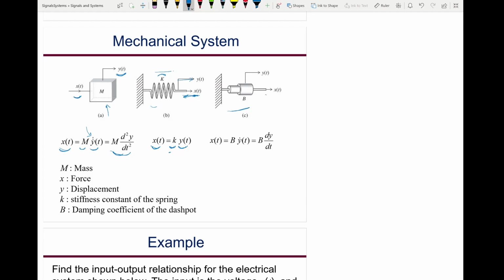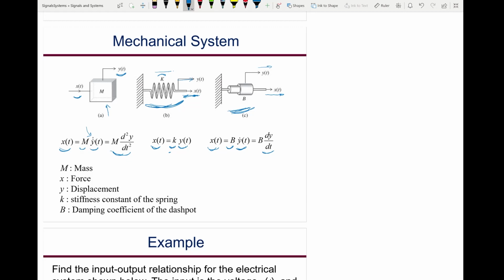And if this is the force x of t pulling it in this direction and the displacement in this direction is y of t, then the force equals b, the damping coefficient of the dashpot, times velocity. Velocity in this case is just the derivative of displacement. If you look behind the wheel of your car, you will find the suspension system. It consists of a spring and a dashpot. So these are the components.